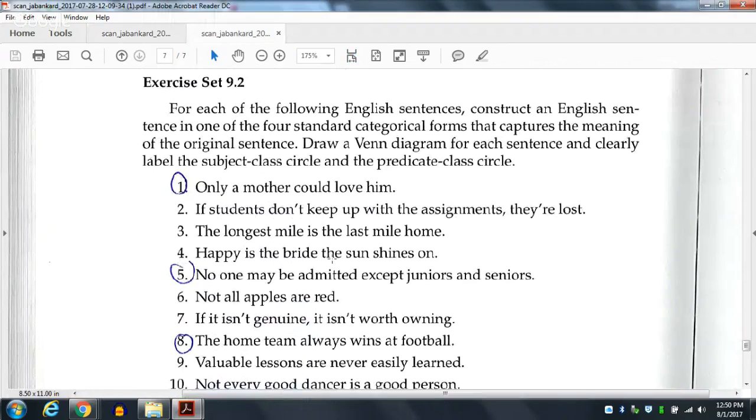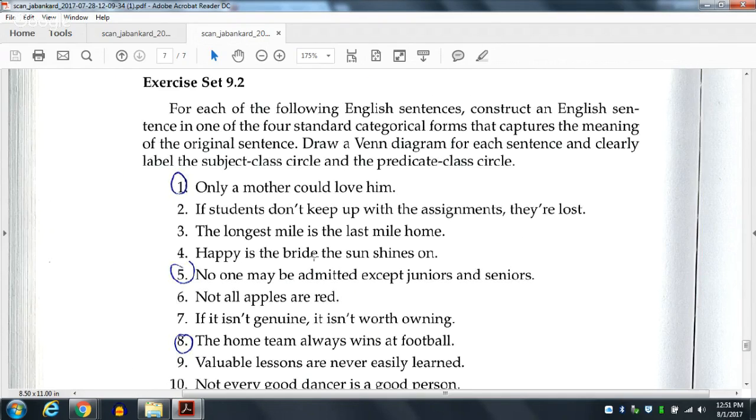Happy is the bride the sun shines on, right? What we're saying here is if the sun shines on a bride, she's going to be happy. Sunshine is sufficient for a happy bride. So if the sufficient condition is always the antecedent, that comes first. If the sun shines on you, sufficient condition, then you are happy, right?